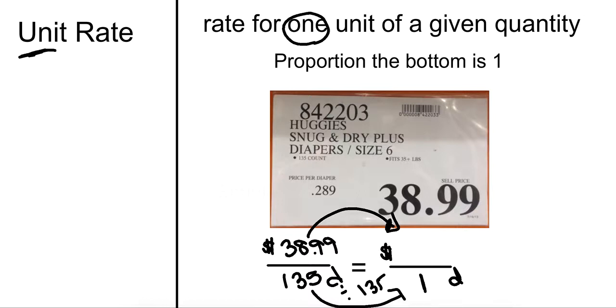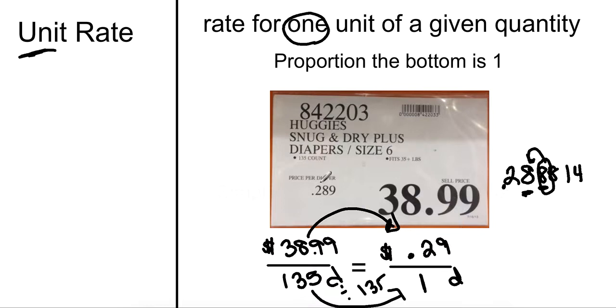So I take $38.99 in my calculator, divide it by 135. And this is what I would get, 0.2888814. So we're going to round this. We're always going to go to cents. We're going to this 8, because we want to go to the hundredths place. So this 8 tells this 8 to go up to a 9. So it'd be about 29 cents.